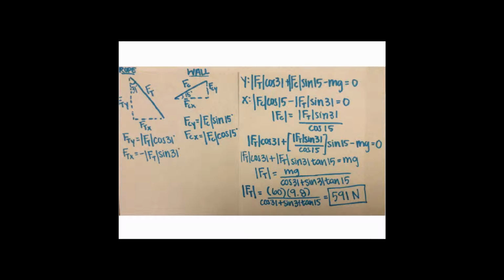And when you plug in the mass and the gravitational constant, where the mass is 60 kilograms and the gravitational constant near the earth is 9.8 meters per second squared, that is equal to 591 newtons.